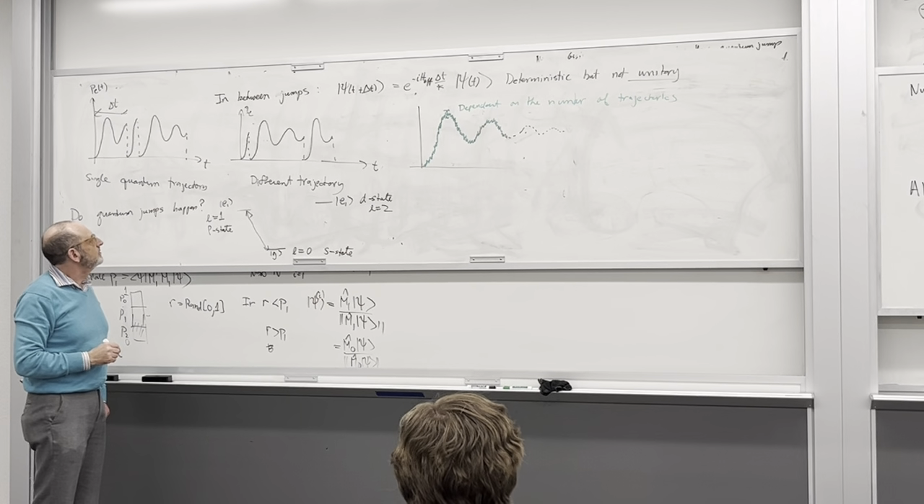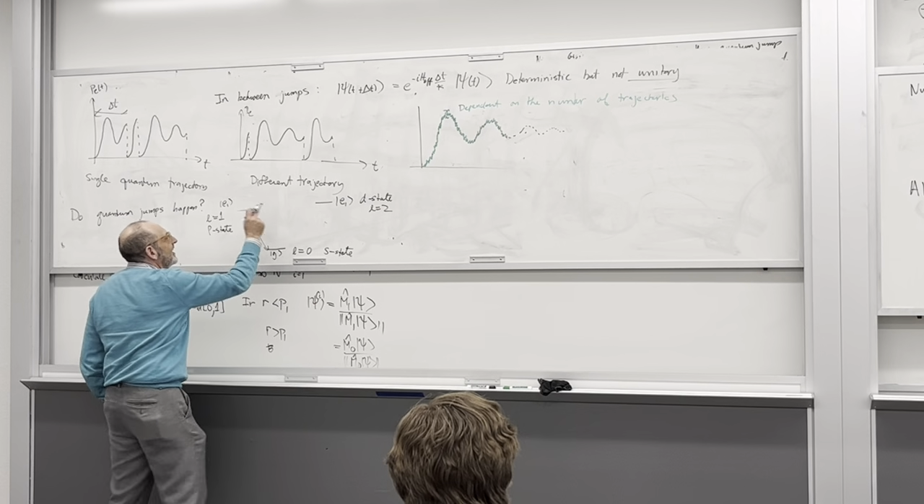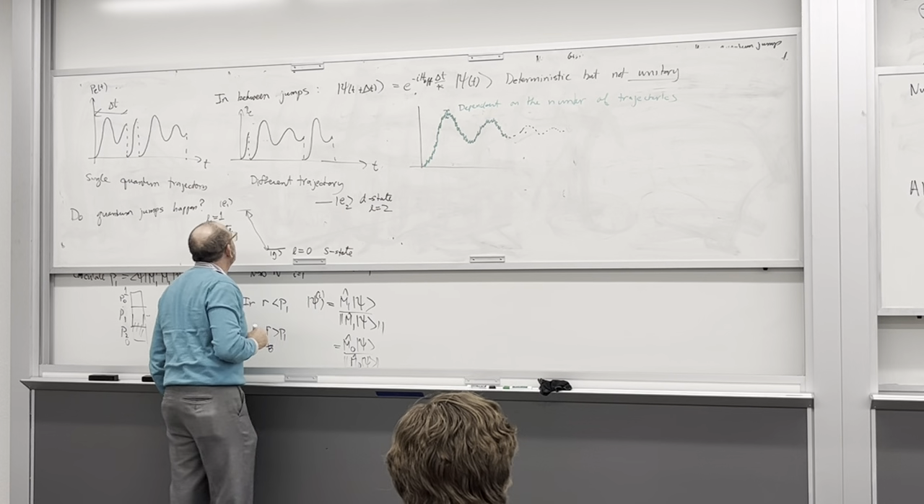What are the labels on the two excited states? Let's call this one E2. Thank you.